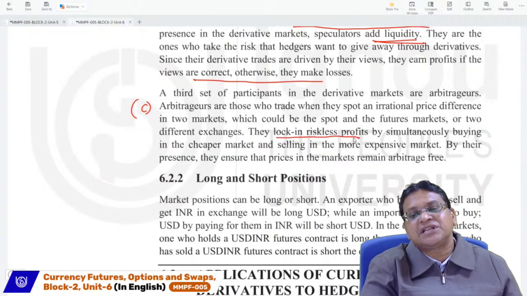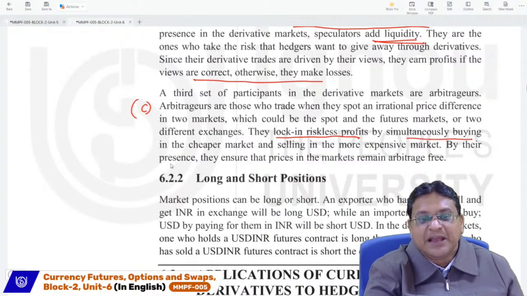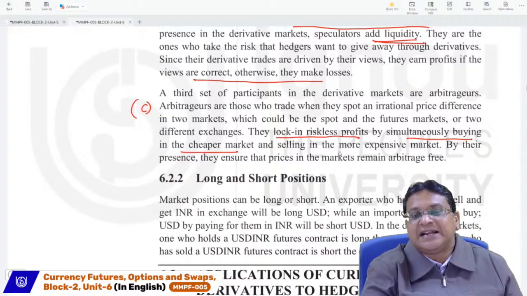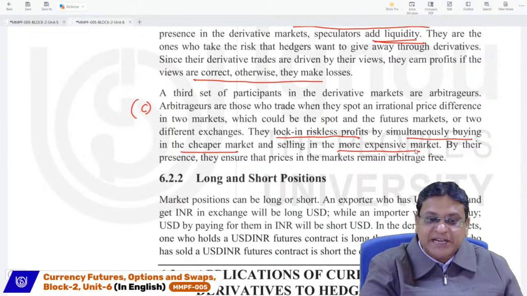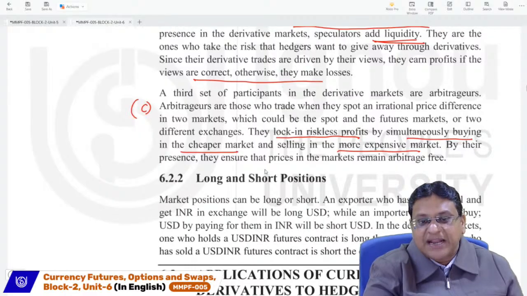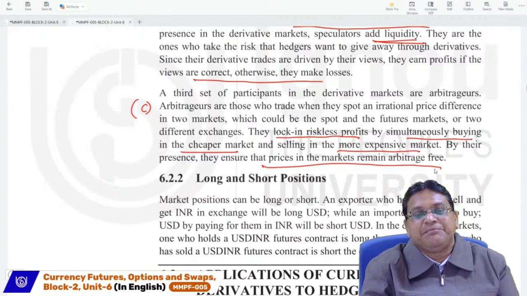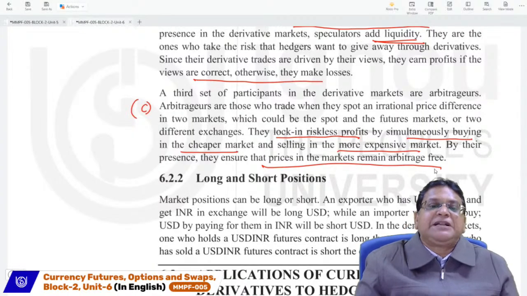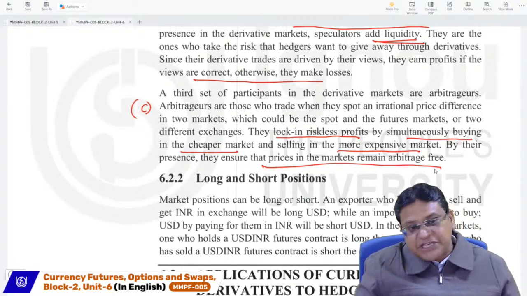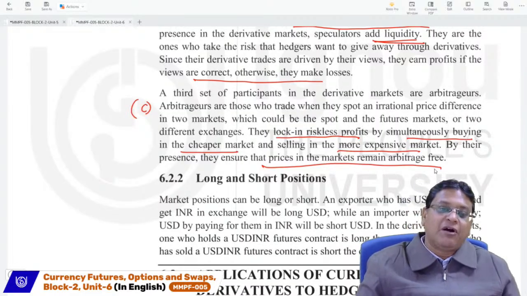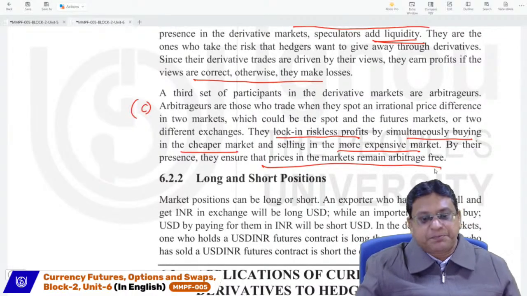How does he lock in riskless profit? By simultaneously buying in the cheaper market and selling in the expensive market. If there are arbitrators, they ensure that prices in markets remain arbitrage free. Arbitrage opportunity lasts for a few seconds, a few moments, and arbitrators with the help of sophisticated trading instruments like algo based trading take the benefit of arbitrage and make some profit.